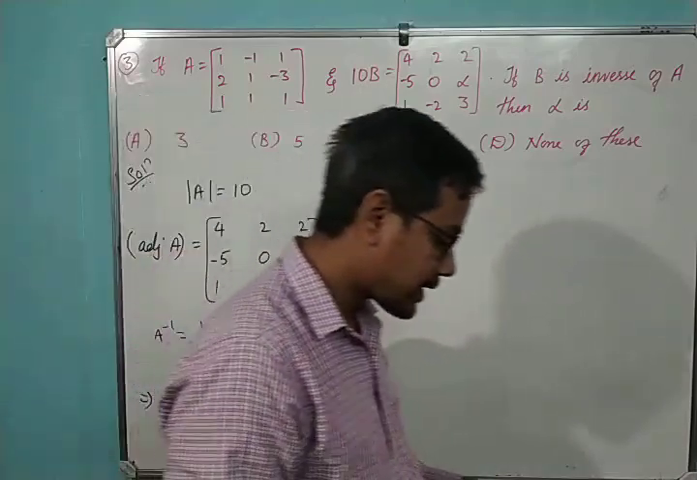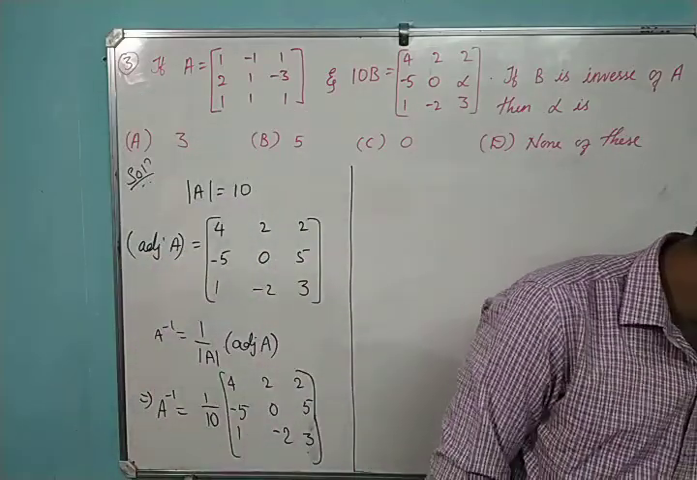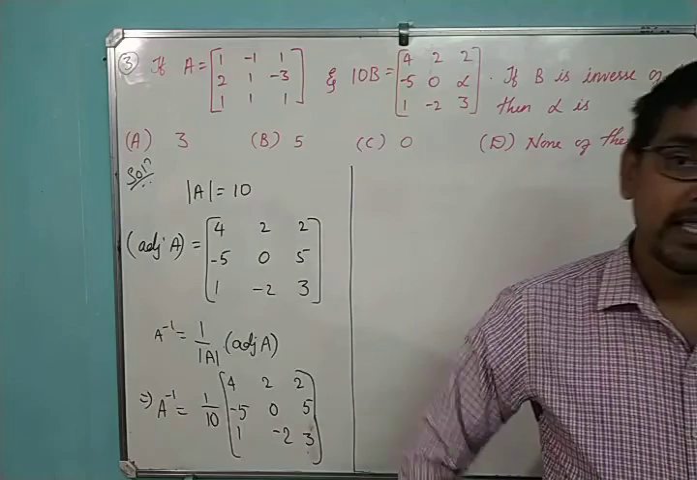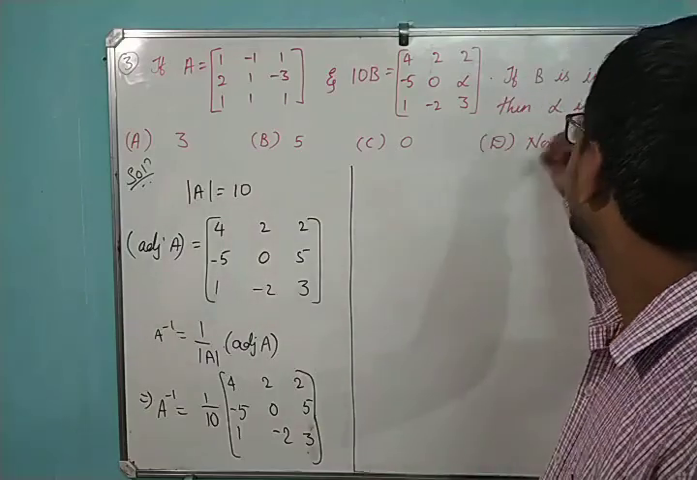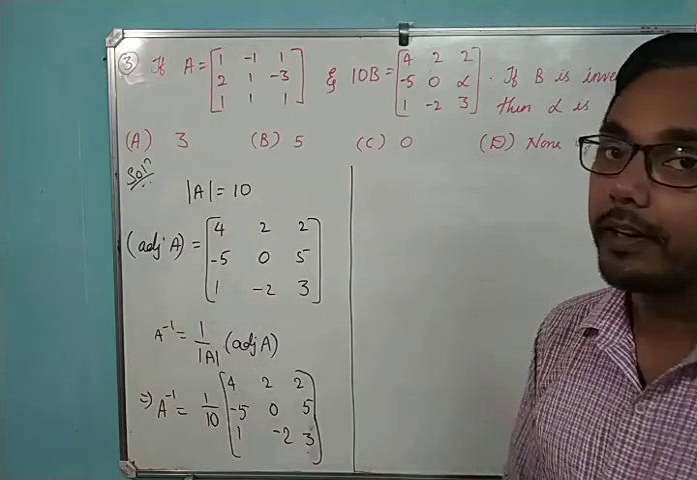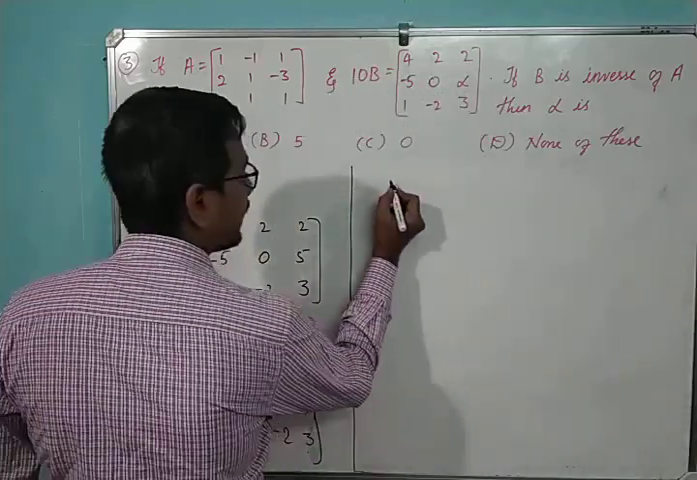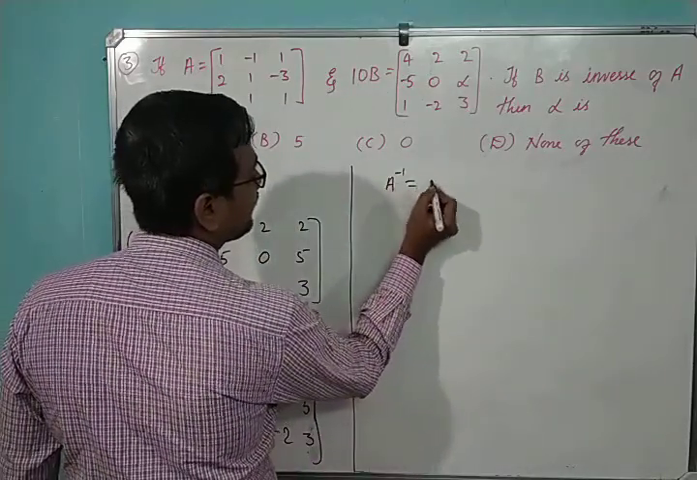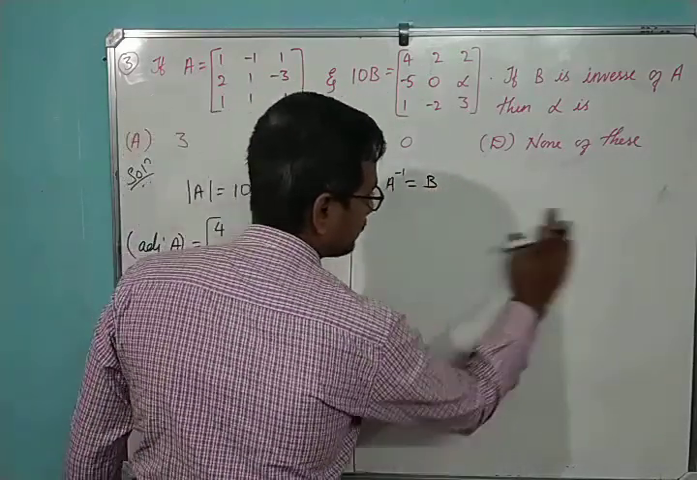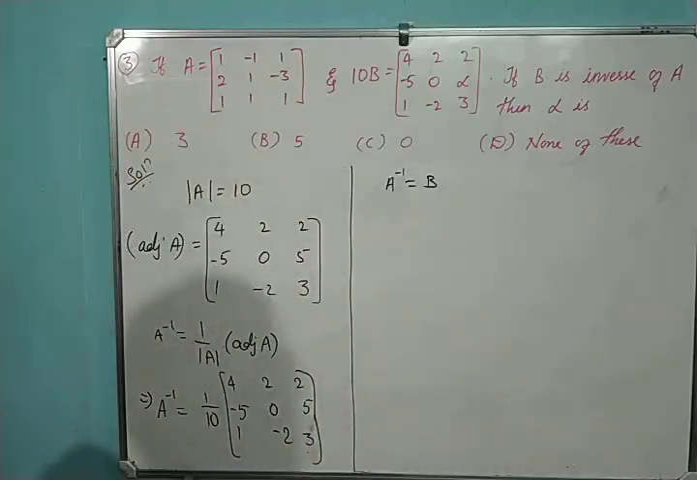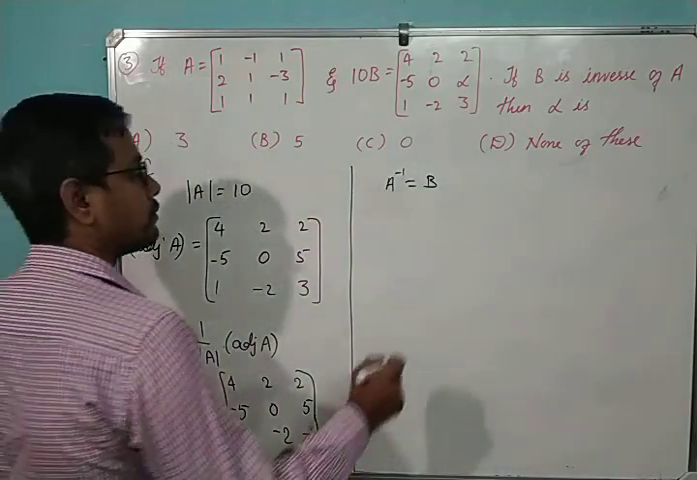So what else is given there? We need to find A and B given. The B is inverse of A. That is given as B is inverse of A. Then I can write A inverse as equal to B. Okay. A inverse as equal to B. Right.